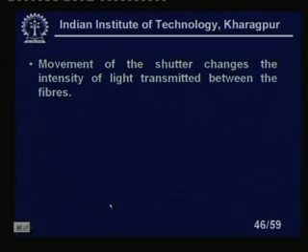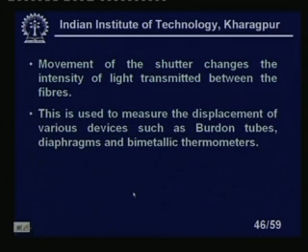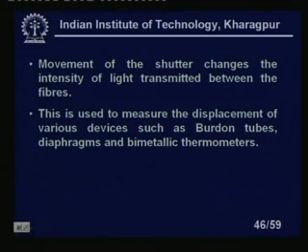Now, movement of the shutter changes the intensity of light transmitted between the fibers. This is used to measure the displacement of various devices, as I told you, Bourdon tubes. In Bourdon tubes, we know that the tip movement, with some sector and pinion and all those things, is converted to a circular movement on a scale. And we can use it for diaphragms also, and for the bimetallic thermometer, same principle.